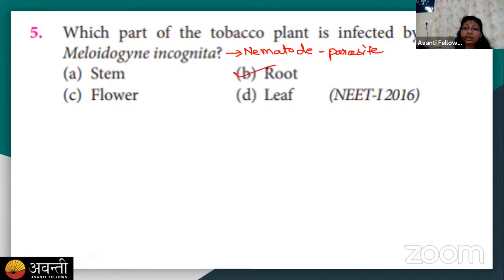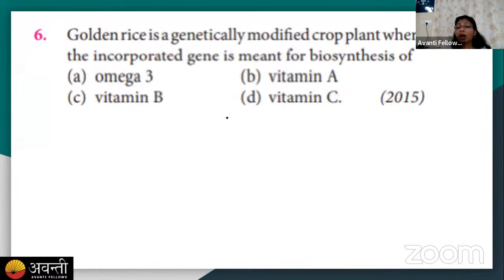Right, that is answer B, roots. We have studied, it is also given in our NCERT, that the tobacco plant roots were having some nodule-like structures, right? And those nodules were carrying the parasite nematode. Due to the presence of that nematode, the tobacco plant was not getting proper nutrients and it was affecting the yield of the plant, right? So next we have the question.